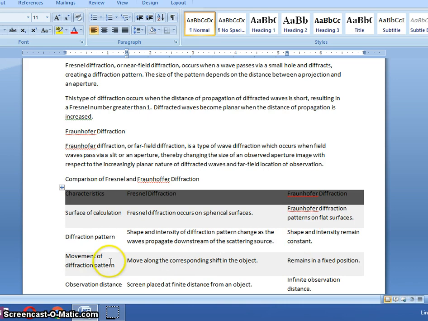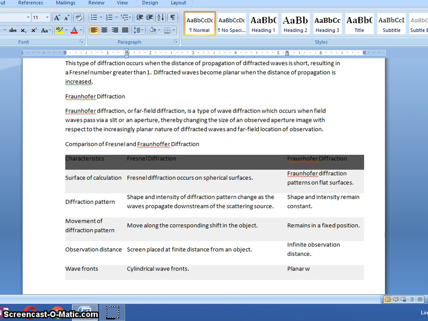Movement of the diffraction pattern: in Fresnel diffraction, the pattern moves along with the corresponding shift in the object; in Fraunhofer diffraction, it remains in a fixed position. Observation distance: in Fresnel diffraction, it is placed at a finite distance from the object; in Fraunhofer diffraction, an infinite observation distance. Wavefront: cylindrical wavefront for Fresnel, plane wavefront for Fraunhofer.